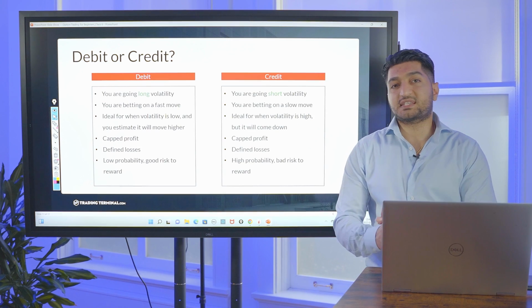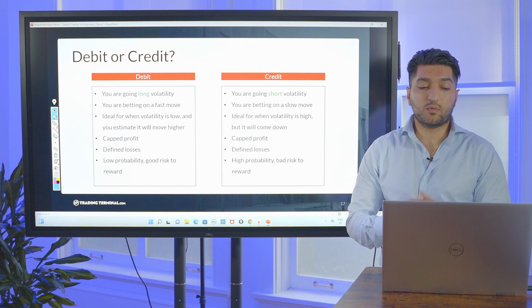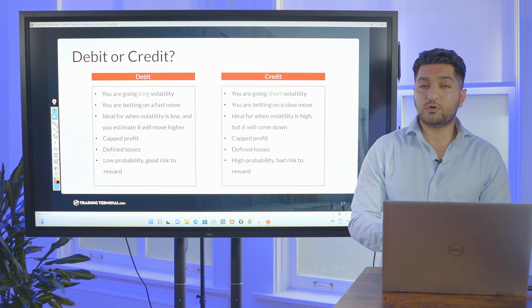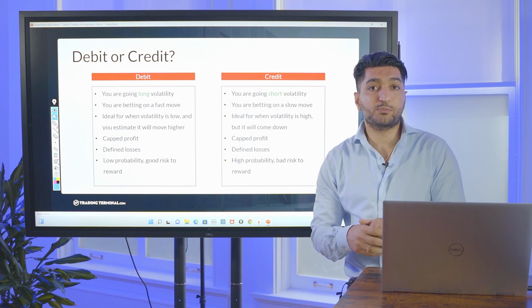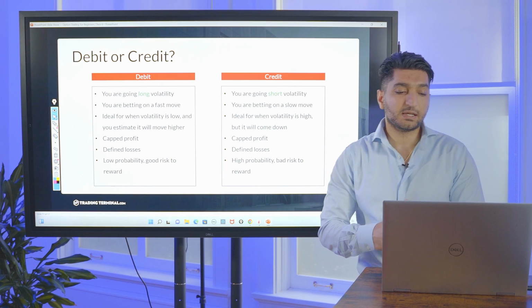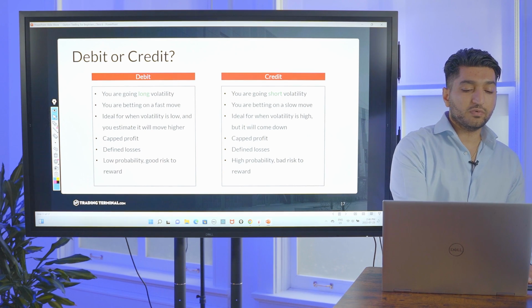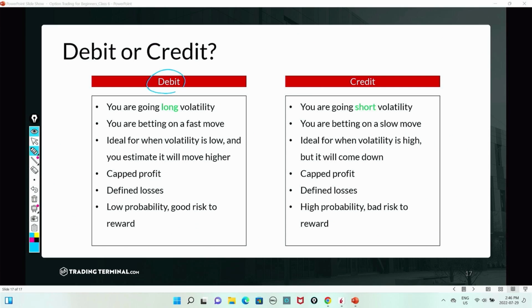So this is the slide from earlier in the class, and I want to put it down here. If you could print this slide, this is the most important slide when it comes to spreads. Look at it in two ways. Debit strategies, you're paying for it. Credit strategies, you're getting paid for them. If you're going debit, you're going long volatility. Credit, you're short volatility. If you're going debit, you're betting on a fast move. And if you're going credit, you're betting on a slow move, basically betting on decay. I'll put it over here.